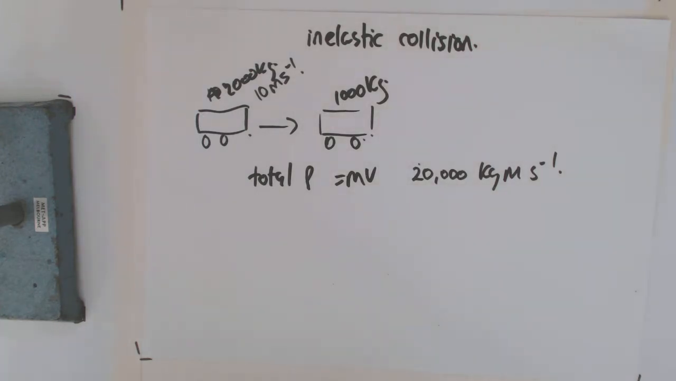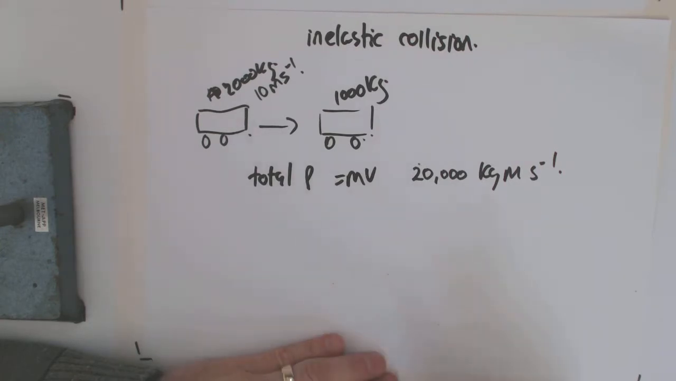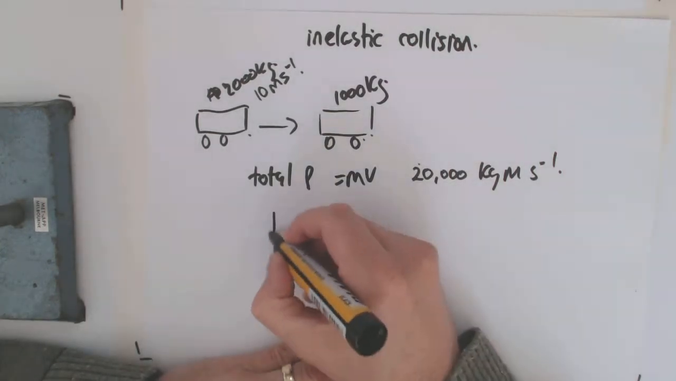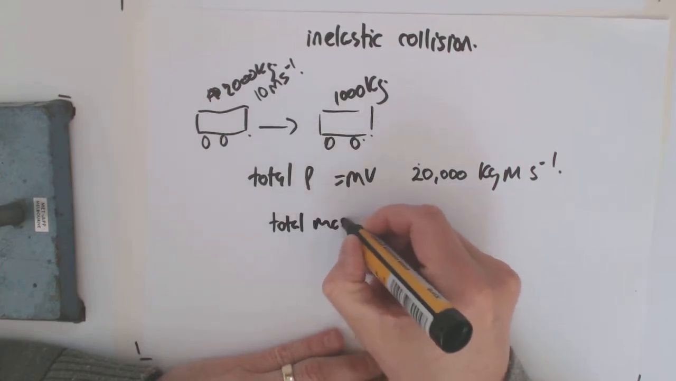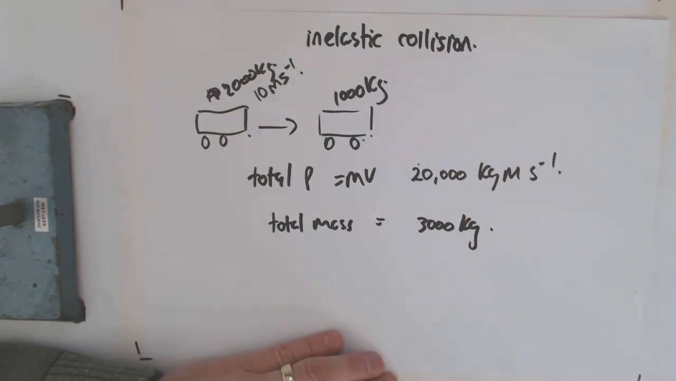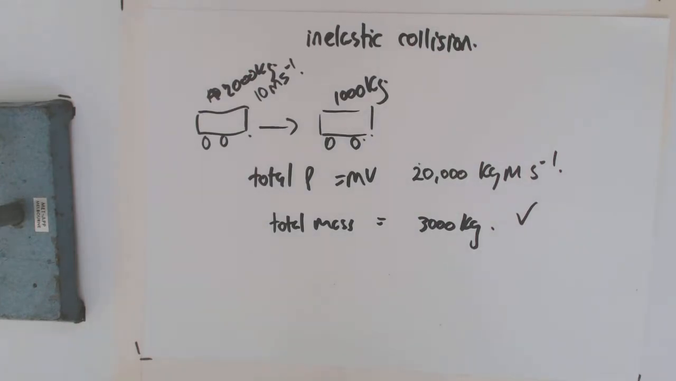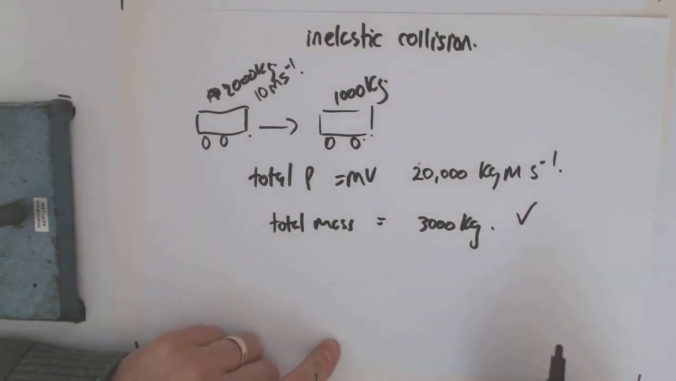if we calculate the momentum based on that, we'll be able to work out the new velocity. So when they stick together afterwards, they now weigh 3,000 kgs. So the total mass afterwards is equal to 3,000 kgs, and it has a velocity. And its velocity is the same for both objects since they're stuck together.